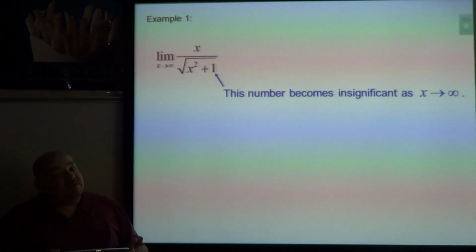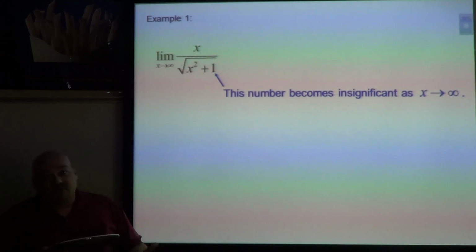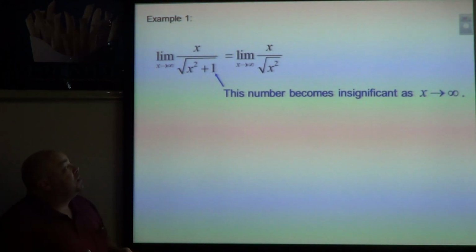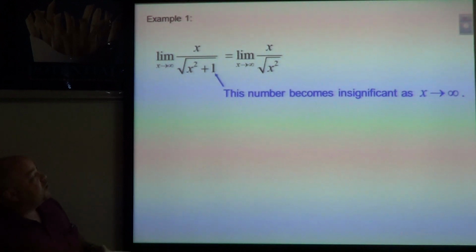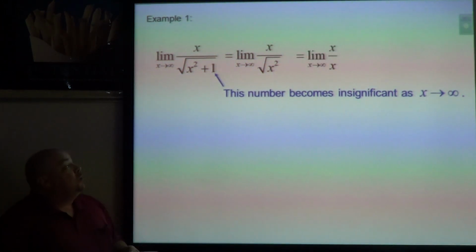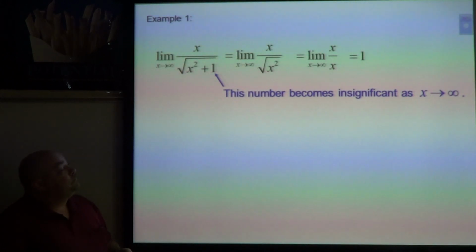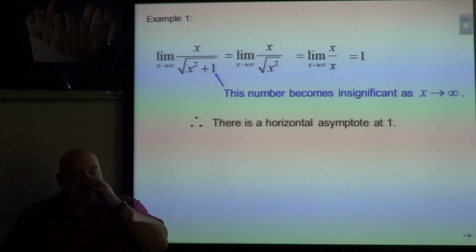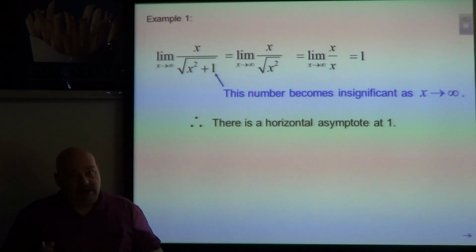So we can think about this as x over the square root of x squared. And when we do that, we can take the square root of x squared, and we're going to get x over x, which is going to equal 1. So we have a horizontal asymptote at y equals 1.